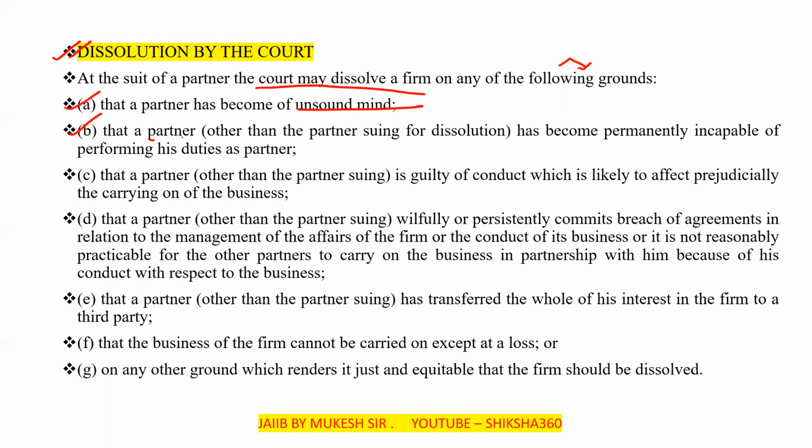Second, a partner other than the partner suing for dissolution has become permanently incapable of performing his duties as a partner. In that case, the firm can be dissolved.